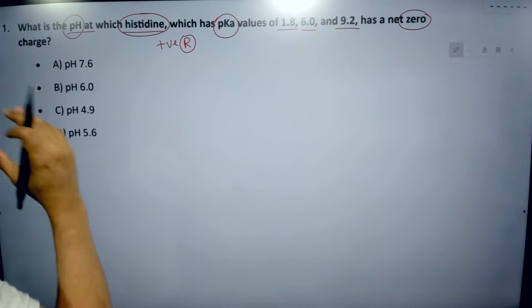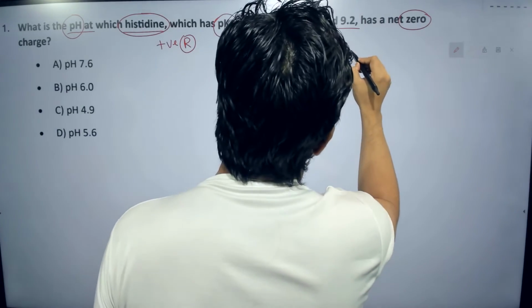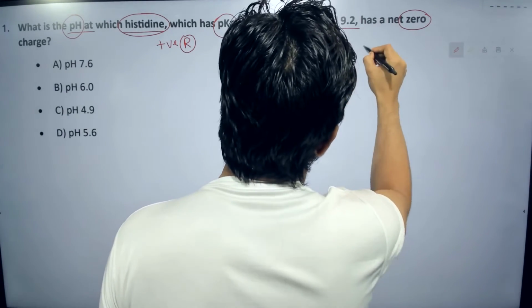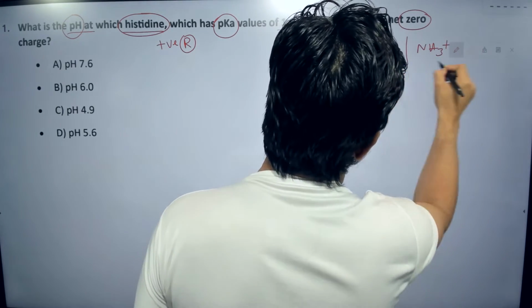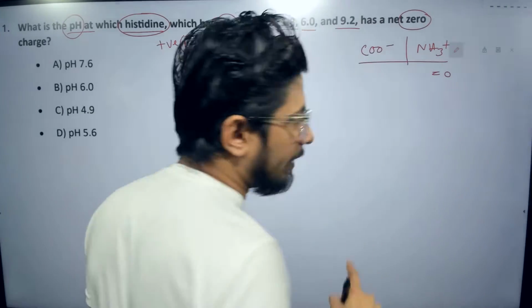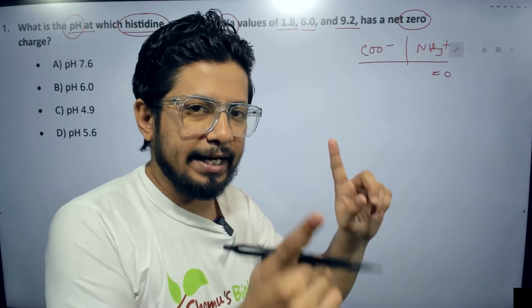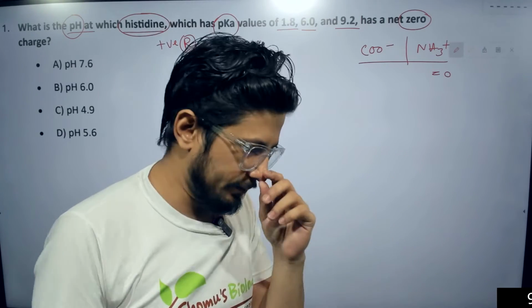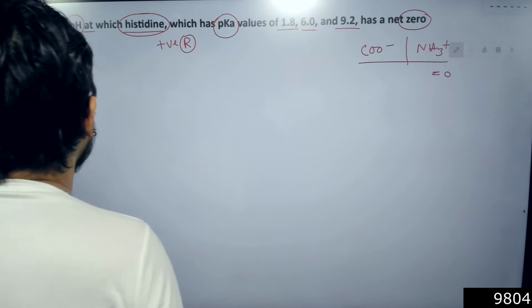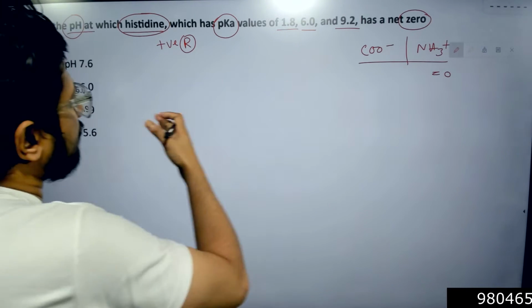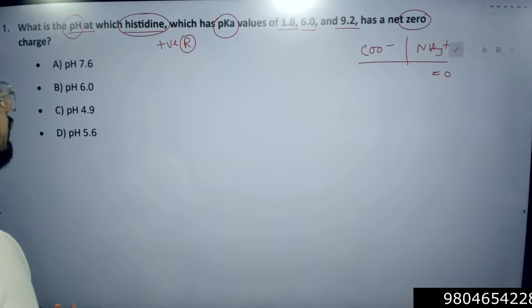Now try to understand, the net charge becomes 0 when there is the zwitterionic form. That means CO minus and NH3 plus. Then only the net charge becomes 0. We have talked about it earlier: CO minus has to be there, NH3 plus has to be there, one minus 1 and one plus 1 gives 0. So for this it is very important to know the journey of histidine, how it is going to look. That is very, very important.